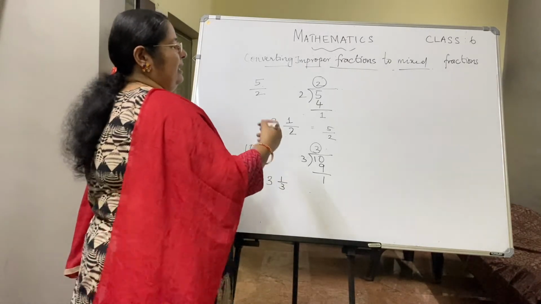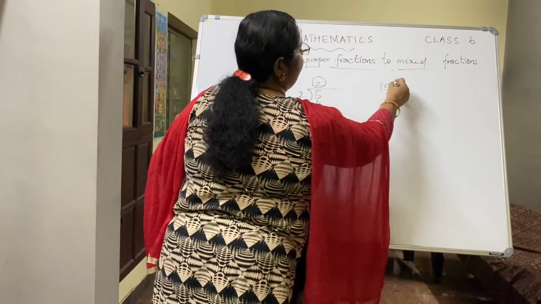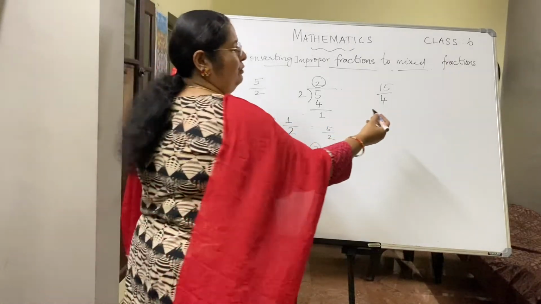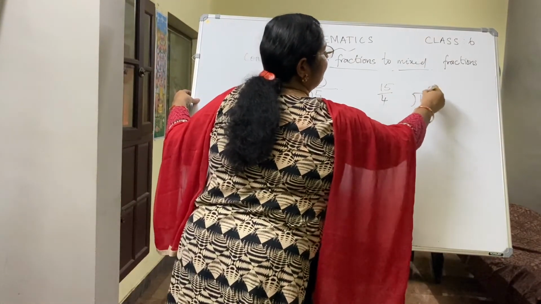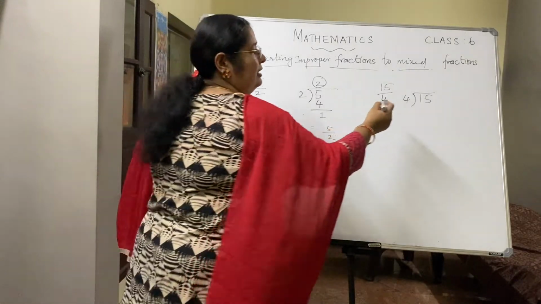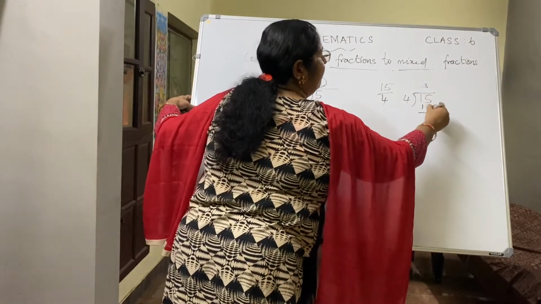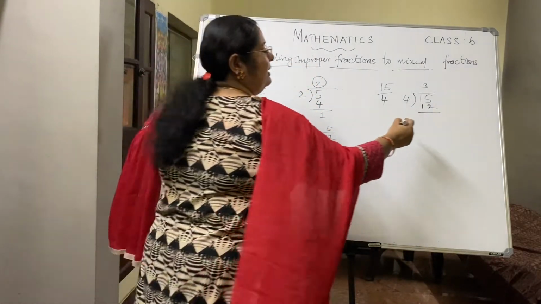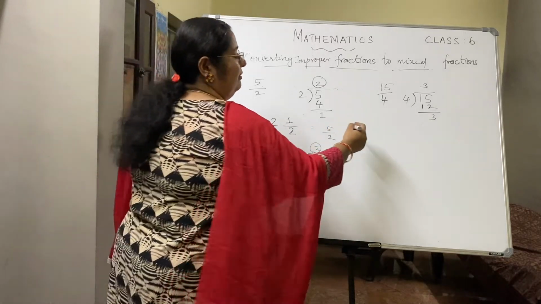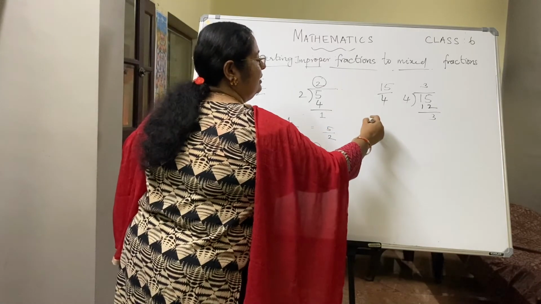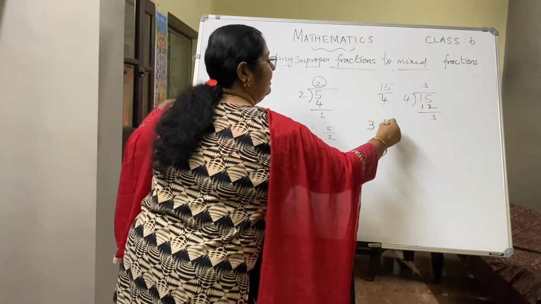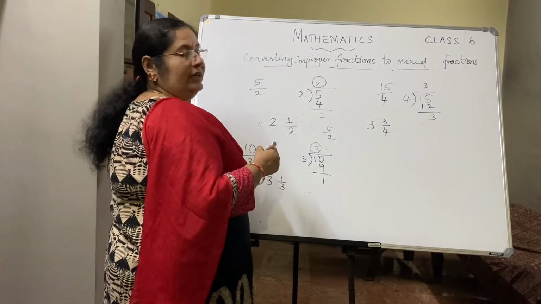Let us take another example. Say 15 by 4. Let us take 15 by 4 and see. Now what you have to do? Divide 15 by 4. 4 and 15 almost nearer. 4 threes are 12. Balance 15 minus 12, 3. So what is the mixed fraction for this? The quotient will be the whole number part, remainder 3, divisor 4. 3 and 3 by 4.